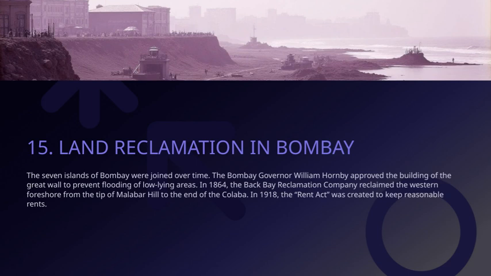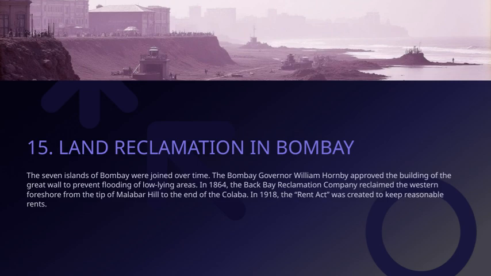Moving forward to 1864, we see another major development with the Back Bay Reclamation Company. They undertook the ambitious project of reclaiming the western foreshore, stretching from the tip of Malabar Hill all the way to the end of Colaba. This reclamation not only expanded the land area, but also provided space for new buildings, infrastructure, and commercial development, really shaping the modern layout of Mumbai.